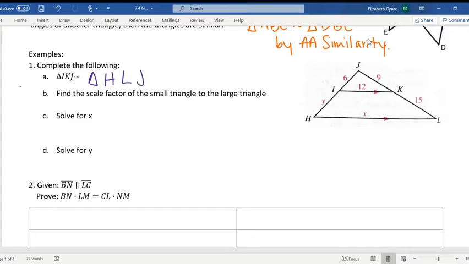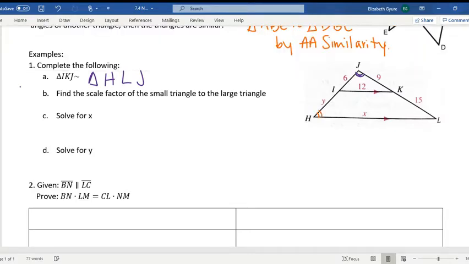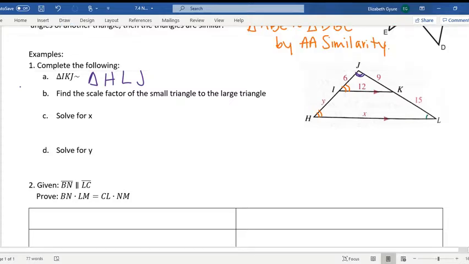And if you take a look, we would know that these two triangles are similar because first of all, they have a shared angle at angle J. And in addition to that, because of our parallel lines here, we would have corresponding angles at angle H and angle JIK. And we would have corresponding angles at angle L and angle JKI. So there's a few different ways we could show angle similarity with this diagram.